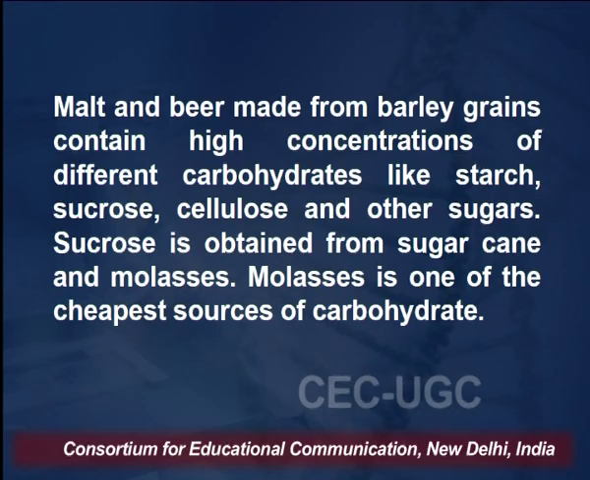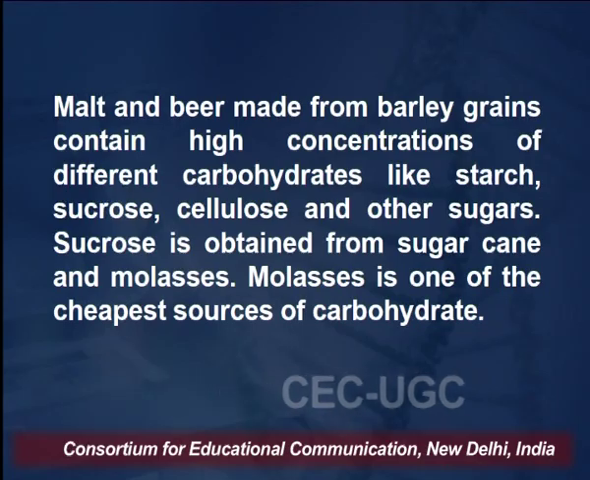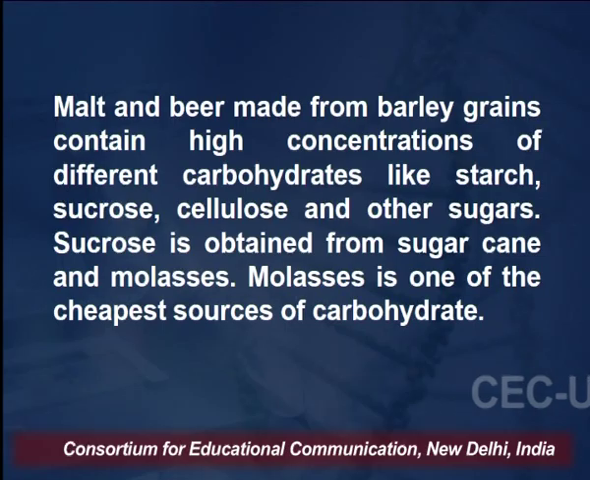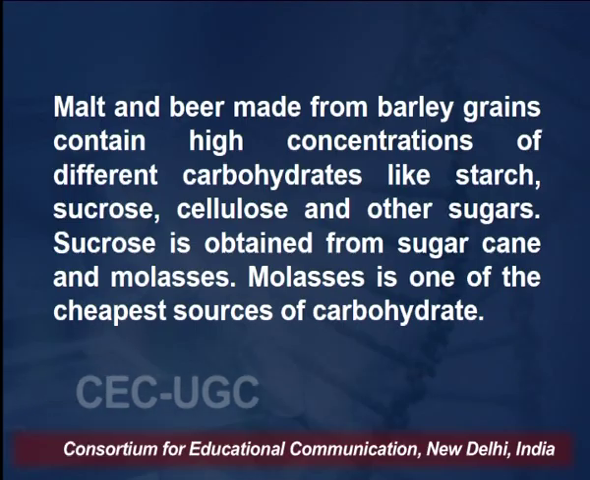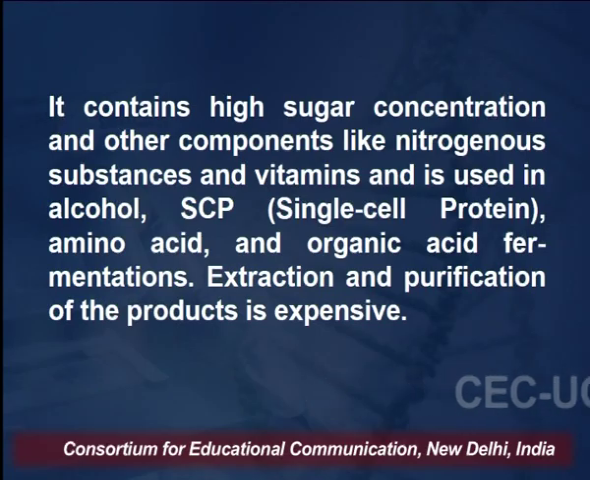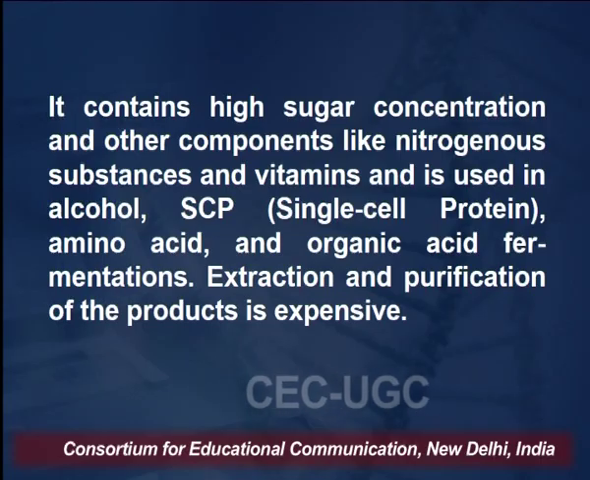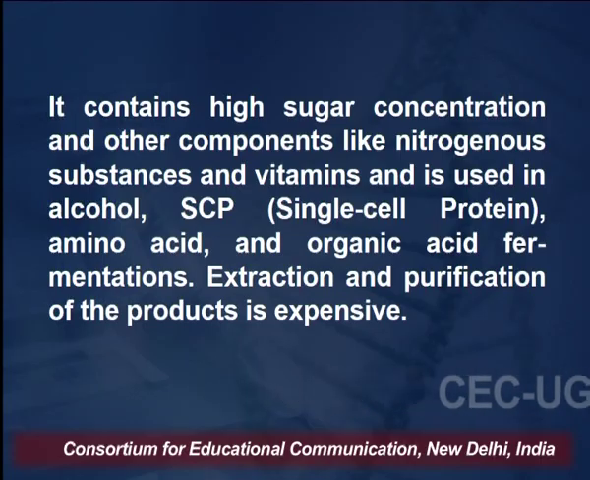Malt and beer are made from barley grains that contain a high concentration of different carbohydrates such as starch, sucrose, cellulose and other sugars. Sucrose is obtained from sugar cane and molasses. Molasses is one of the cheapest sources of carbohydrate. It contains high sugar concentration and other components like nitrogenous substances and vitamins, and it is used in alcohol, single cell protein, amino acid and organic acid fermentations. Extraction and purification of the product is very expensive.